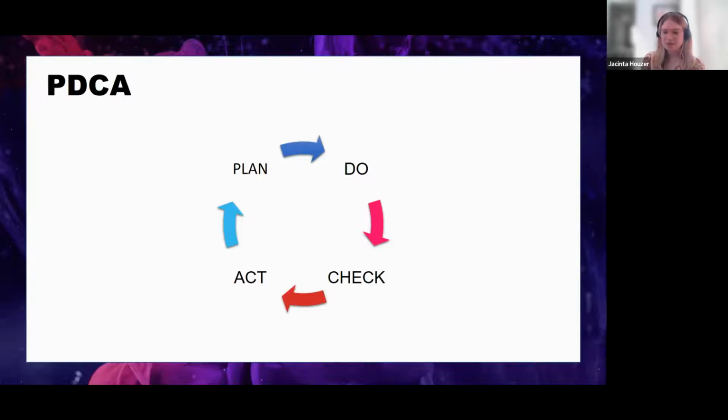The next step is do. So this is where you try it out, maybe on a small scale first to test it. Then check, write a review to see how you went. Did you meet the things that you set out to in the plan? And then you move on to act, which is rolling out the process.